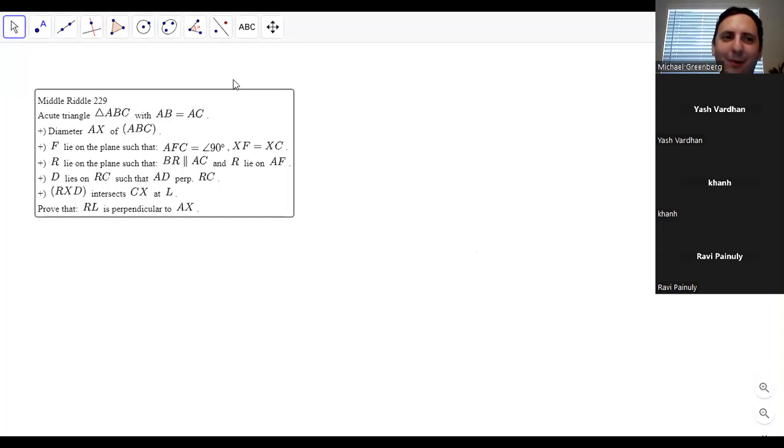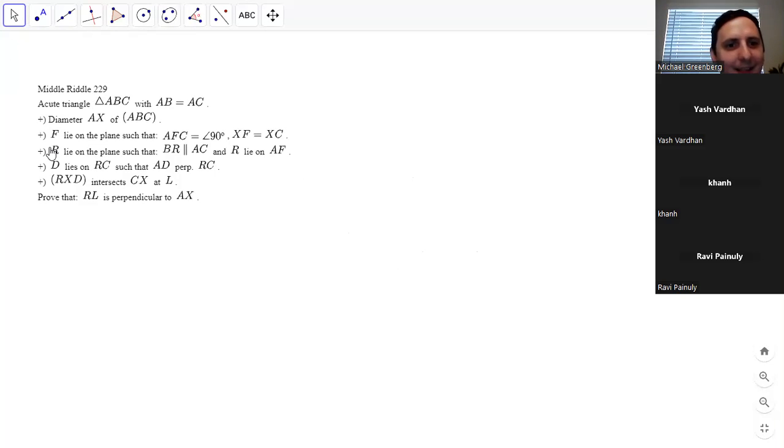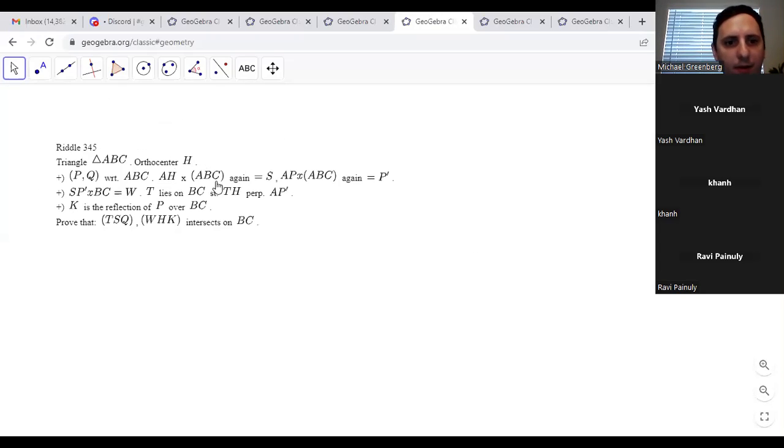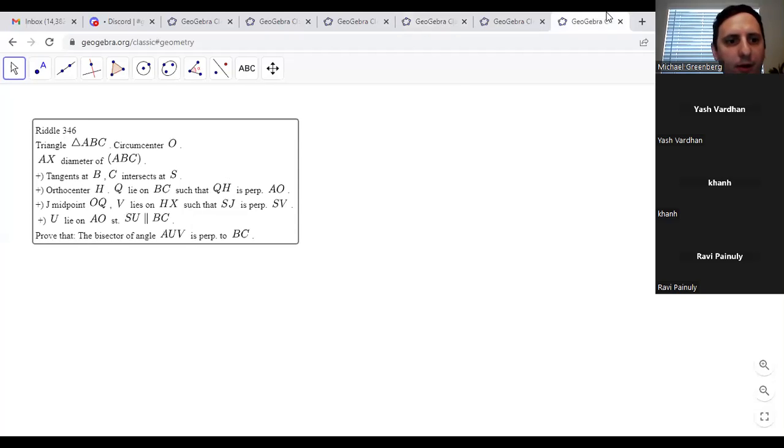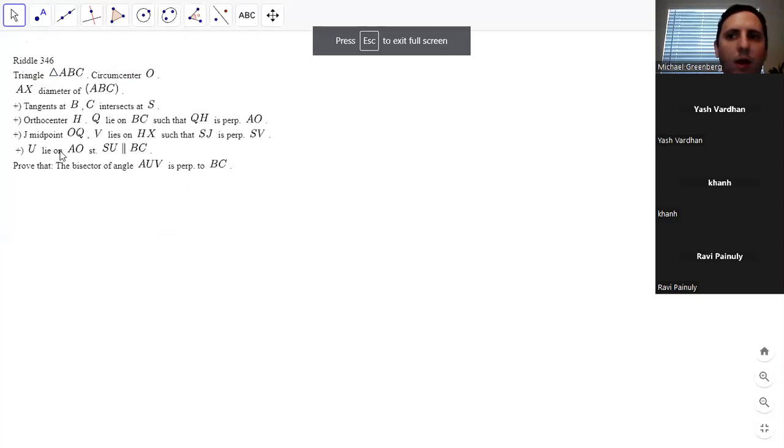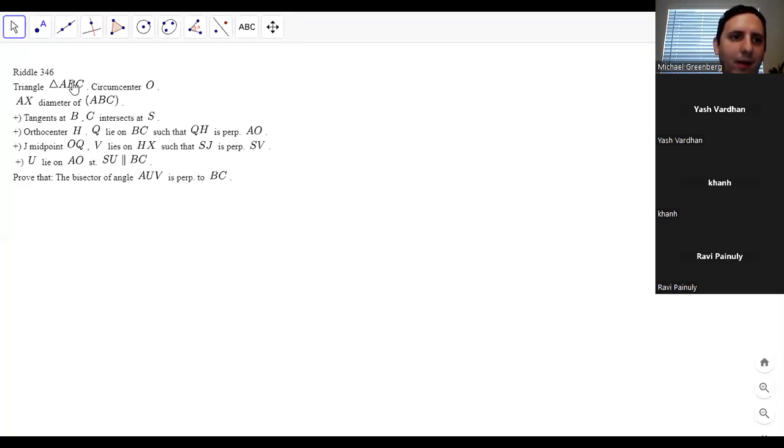You want to do another riddle? Okay. Yeah, this middle riddle has a lot of information, but yeah, let's do a riddle. So this one uses isogonal conjugates. This one does not use isogonal conjugates, but it has a good amount of information. So Ravi, do you want to do the isogonal conjugates? Okay, this one's okay. All right.